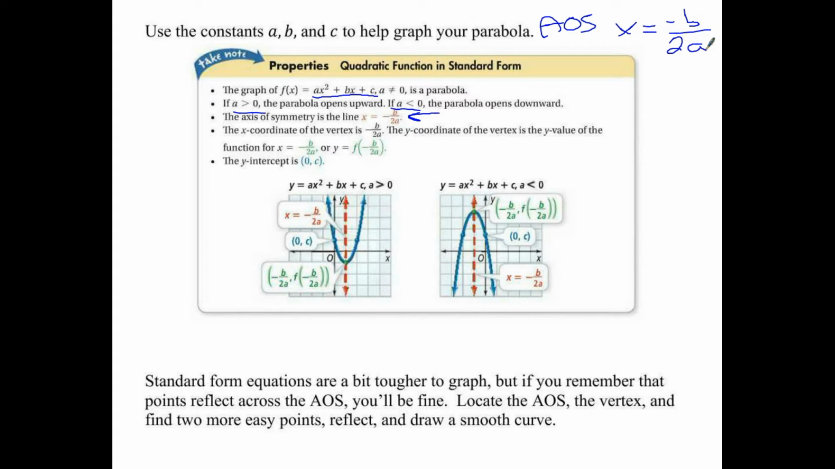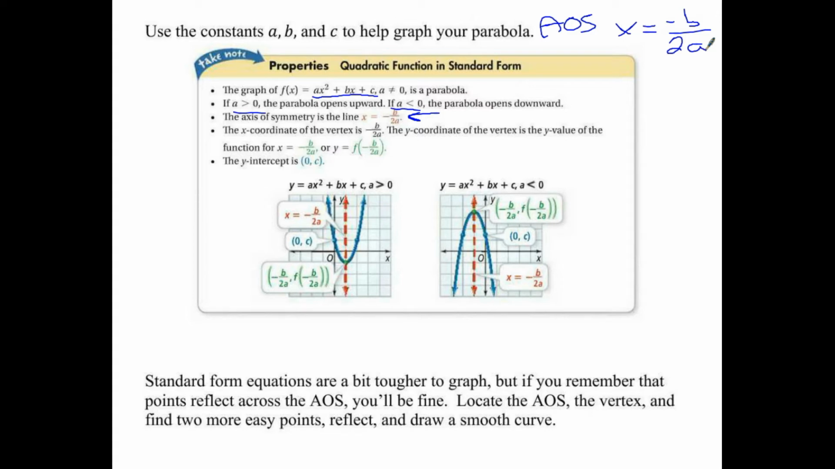Then the x-coordinate of the vertex, we remember from last time, is exactly the same as what we found for the axis of symmetry. So that means we have half our vertex already if we have our axis of symmetry. So then we can start writing our vertex.